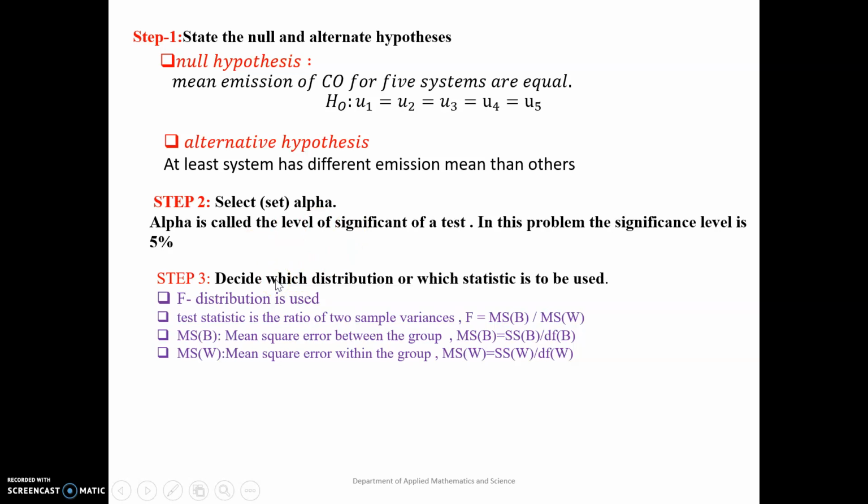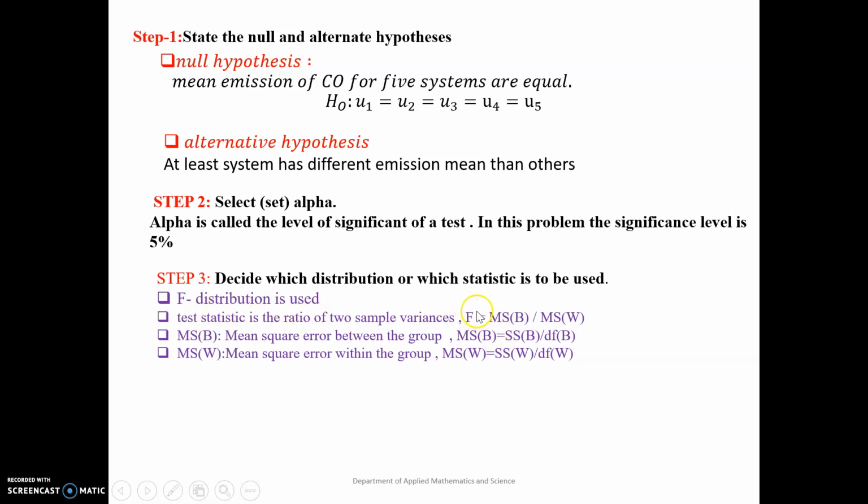F distribution, because only the F distribution uses a ratio of two sample variances. Because it's called analysis of variance, you're going to use the variance in order to reach your conclusion. So variance is used only in the F distribution, the F test statistic.